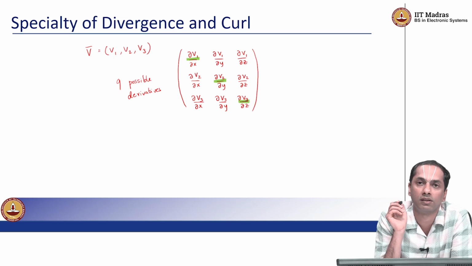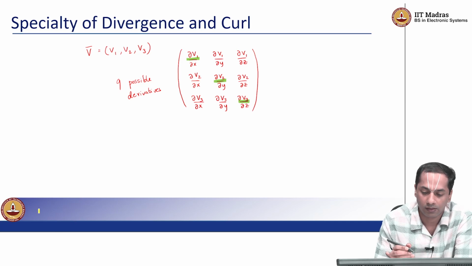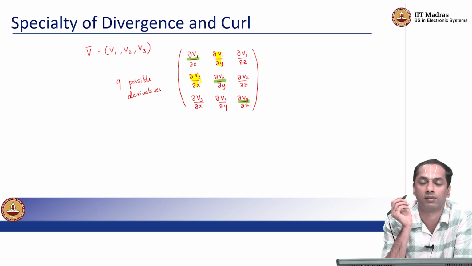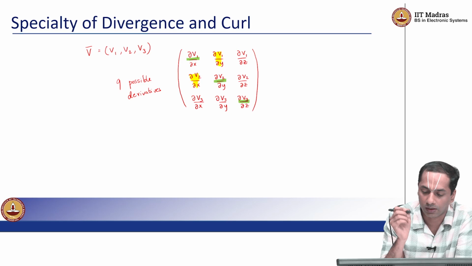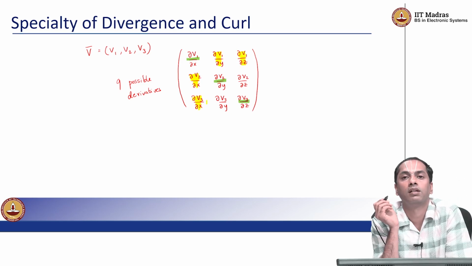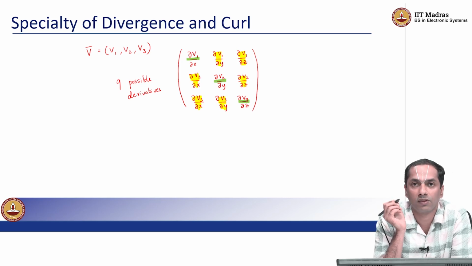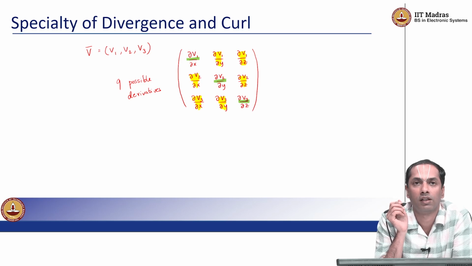And what is the curl? It's actually this minus this. That is the third component of the curl. This minus this gives us the second component of the curl, and this minus this gives us the first component of the curl. So the question comes to us, what is so special about combining these this way?